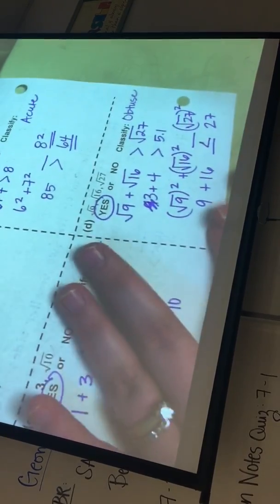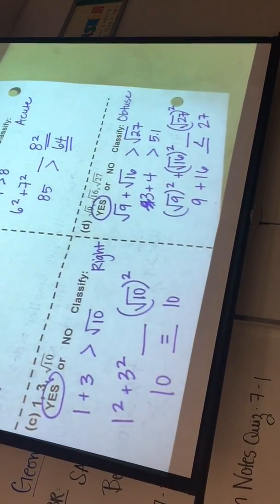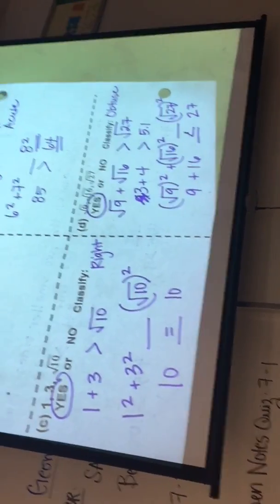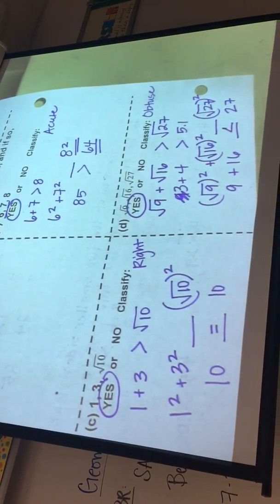Anyone have any questions on those notes? How to classify, how to use your Pythagorean theorem, anything like that? Nope. Okay, perfect. That work?